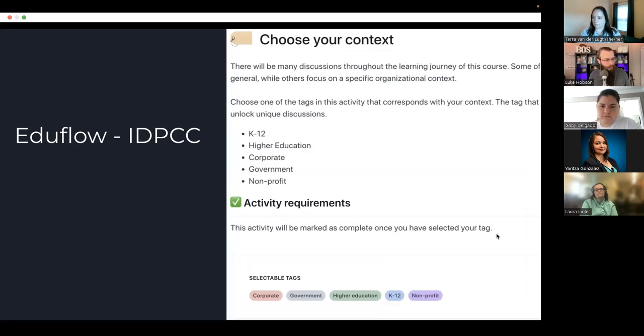And for a lot of you who are inside of the EduFlow cohort, because this is all made inside of EduFlow, by the way, which is the platform that I use to do this, you've also probably noticed that if you're inside of the Instructional Design Principles for Course Creators course, it is going to allow you to pick and choose what track you want to go down, as far as for, do you want to be an instructional designer in corporate, government, higher ed, K through 12, or nonprofit? And indeed, you can pick and choose what track you want to go down, and this would unlock unique discussions pertaining to the different types of tags and the different types of tracks that we created on the back end.